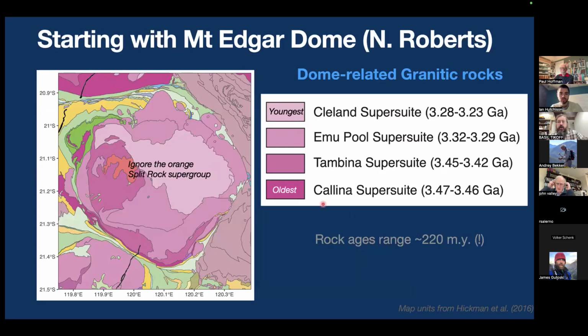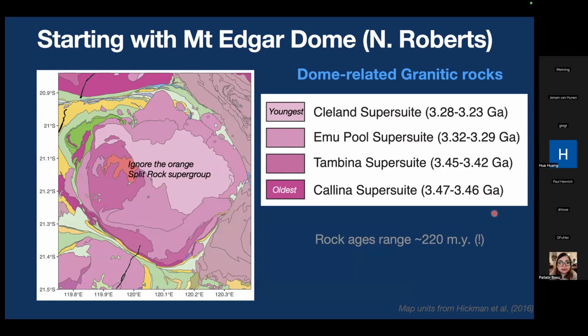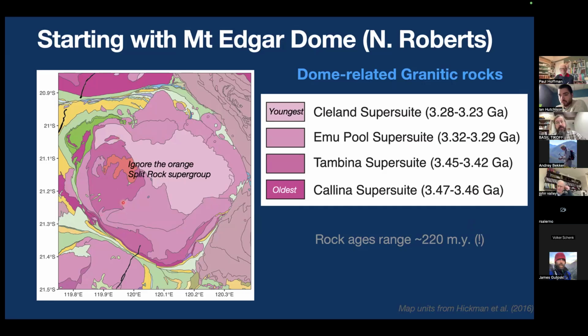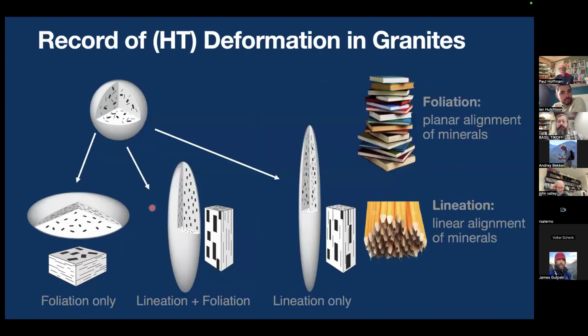So again, just going from oldest to youngest, looking at the dome-related granitic rocks. And I want to say almost all of this work was done by Nick Roberts, working with me as a PhD student and then a postdoc. The important point is that these rocks have a significant age range, over 200 million years, where you keep getting magmatism in one location. So this is very different from anything we're seeing in the Phanerozoic. And there are going to be other differences with other plutons that we study in the younger parts of Earth history.